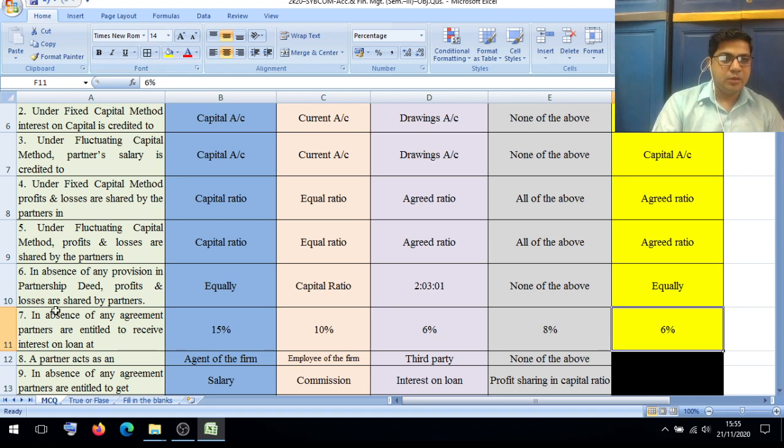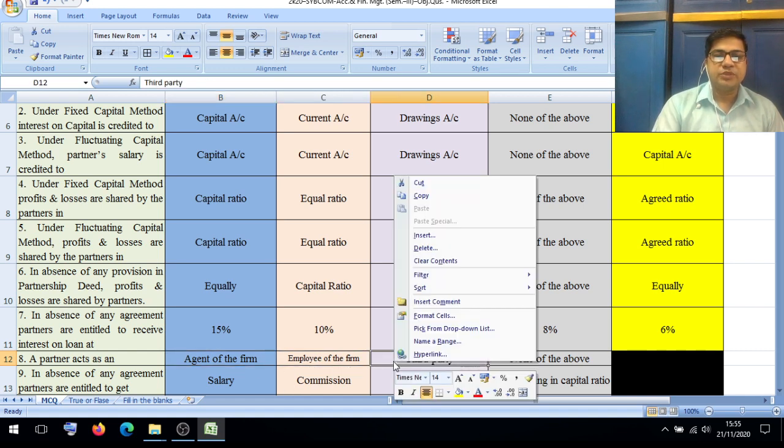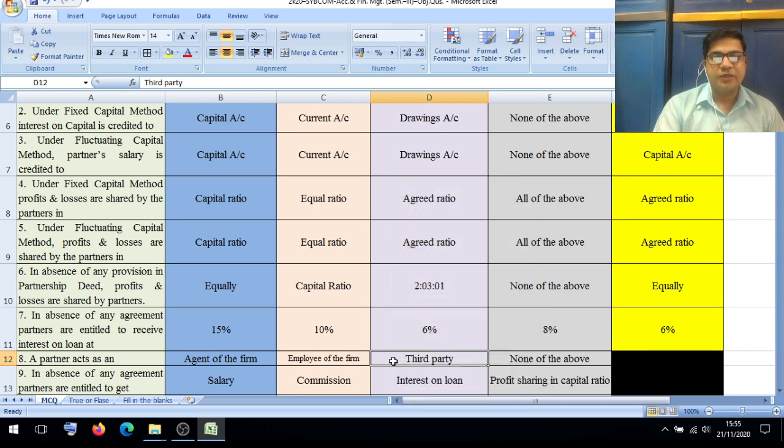Next, a partner acts as option A, agent of the firm, option B, employee of the firm, option C, third party, option D, none of the above. Here the answer is agent of the firm.